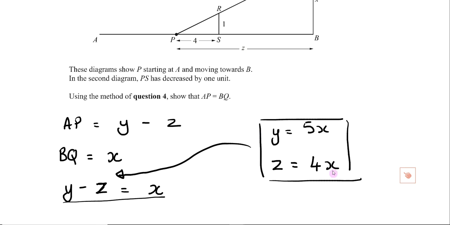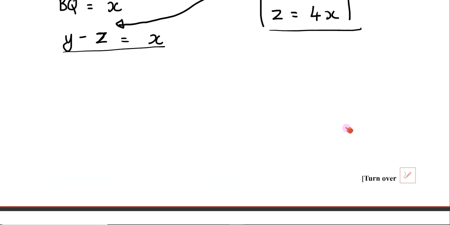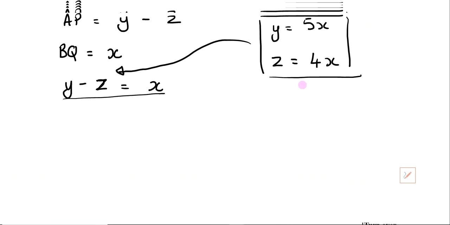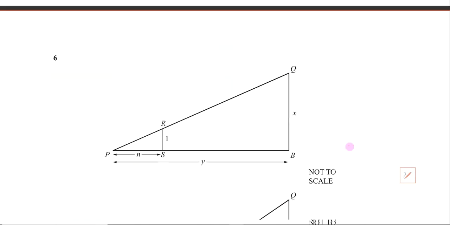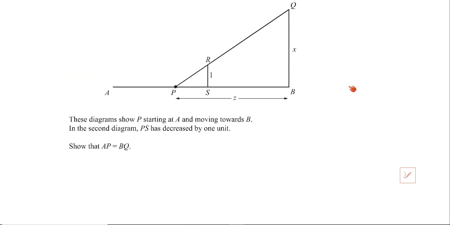So this is what it was looking for in the mark scheme, knowing the 5X, 4X, Y minus Z. We're stating that BQ equals X, which it does, and then we're also saying Y minus Z is equal to X because we did that. So we already had someone explain this. Okay, so that's how you can show it without putting a specific number. Okay? And then it's the same thing again, right?